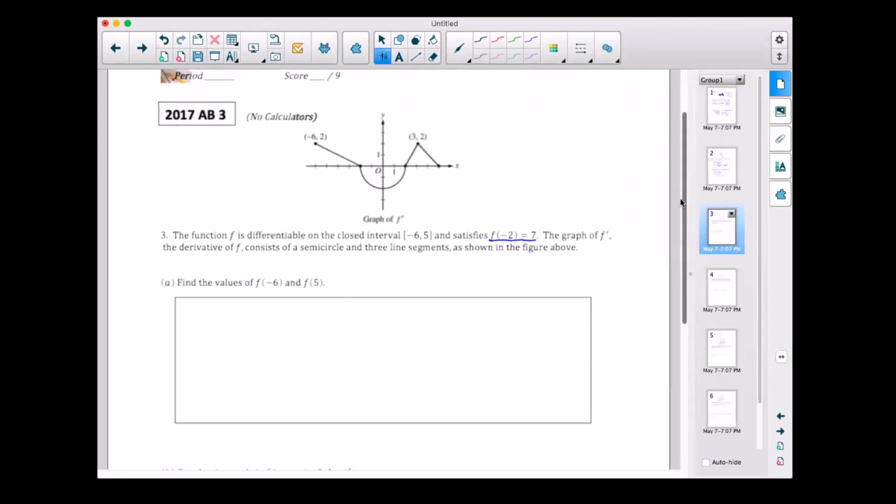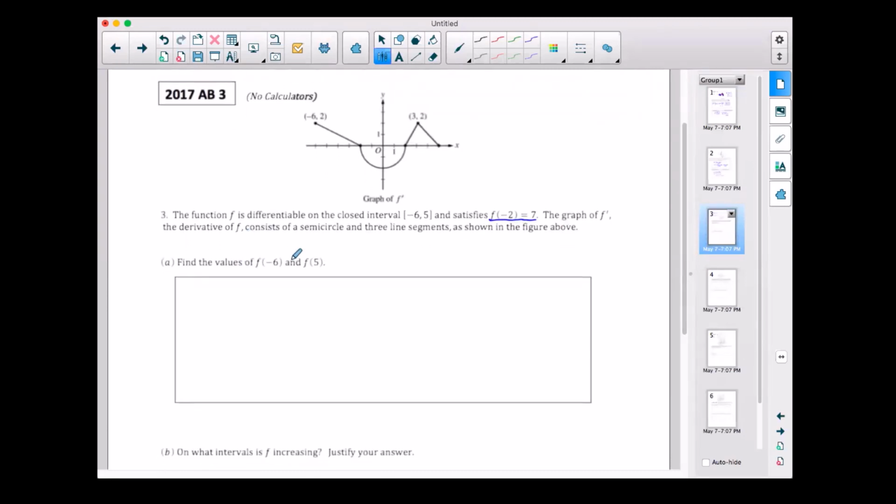And so in part A, this is very similar to what we found before. It says find F of -6 and F of 5. Well, this is the fundamental theorem. Notice the AP exam does this in a lot of different ways. And as soon as you recognize that all these problems are essentially the same thing, it makes them all kind of make sense.